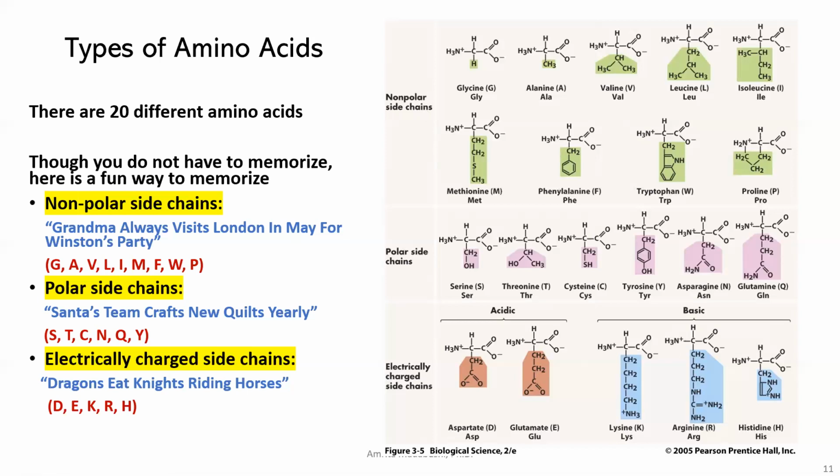I've got a question about the electrically charged ones. You're saying that on the first one where your mouse is, where it has the negative O, and then on the other side where you have the positive NH3, that's how you tell if it's positive or negative.